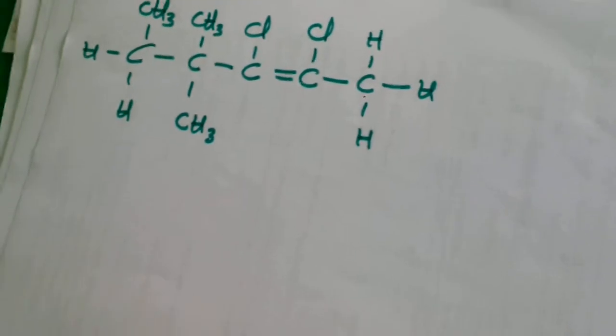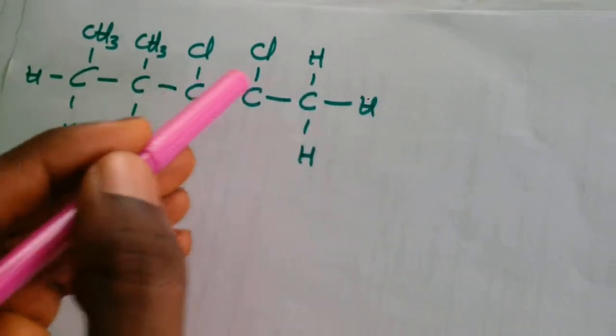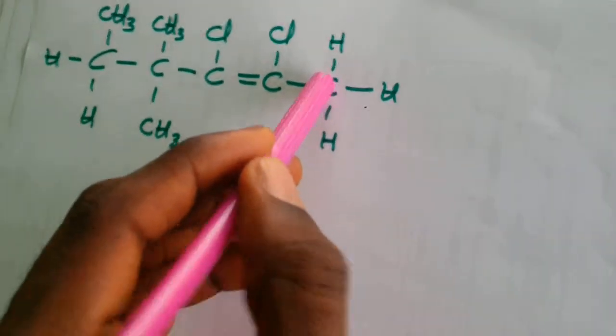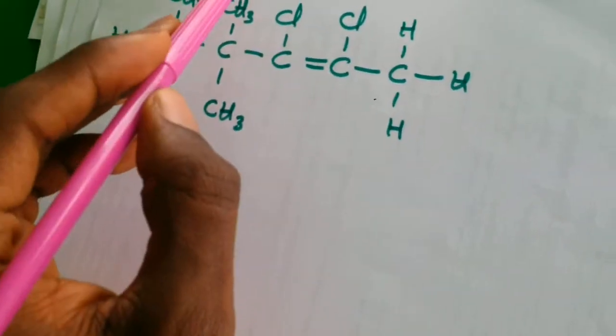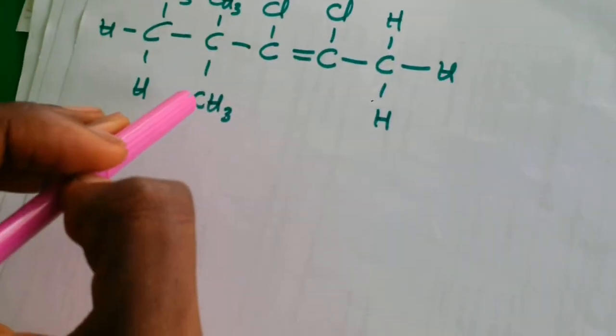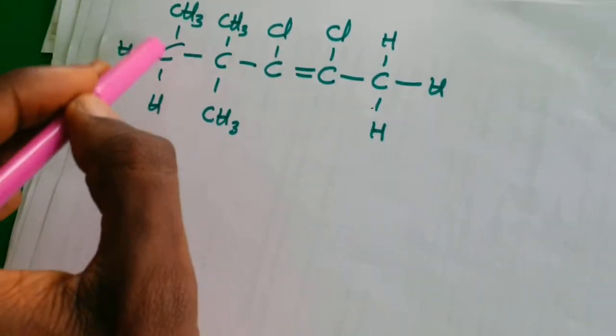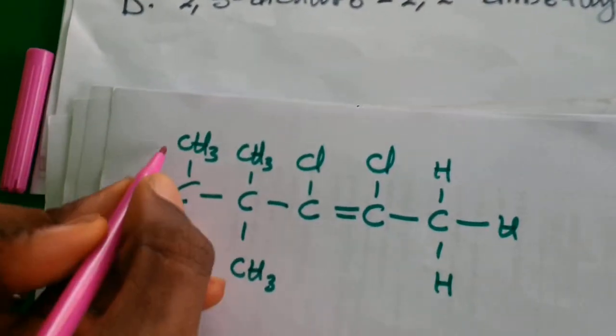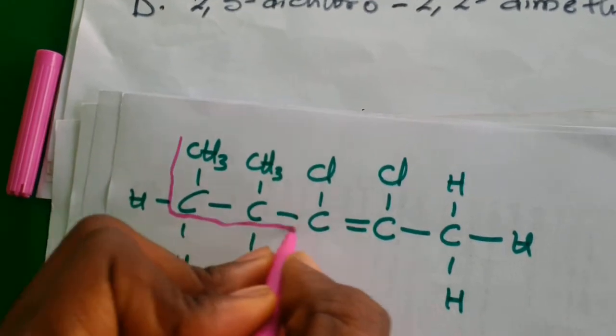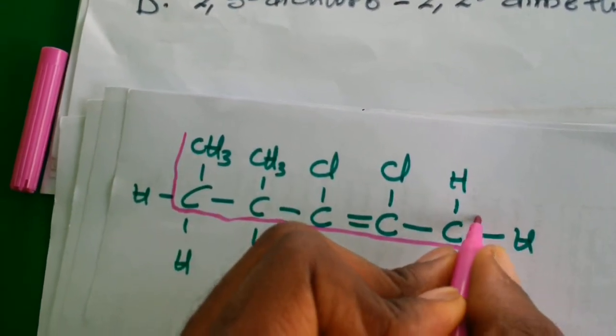Now, let's count the longest carbon chain. 1, 2, 3, 4, 5. This is 5. Let's count from here. 1, 2, 3, 4, 5, 6. From here, 1, 2, 3, 4, 5. From here, 1, 2, 3, 4, 5. So I think 6 is the longest. So if 6 is the longest, this is our longest carbon chain.